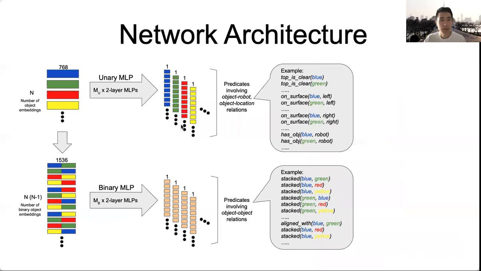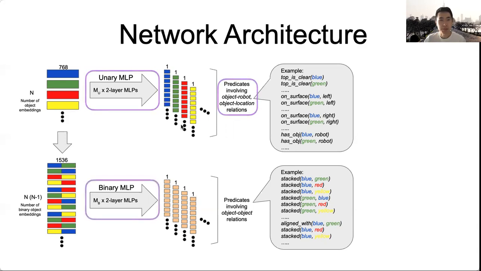Once the object embeddings are obtained, they are used to predict logical statements about the objects and the environment using the predicate classifier. The predicate classifier consists of a set of two-layer multi-layer perceptrons, each corresponding to a type of relationship. The unary MLPs predict statements involving only a single object, such as whether the object is on the left side of the table.